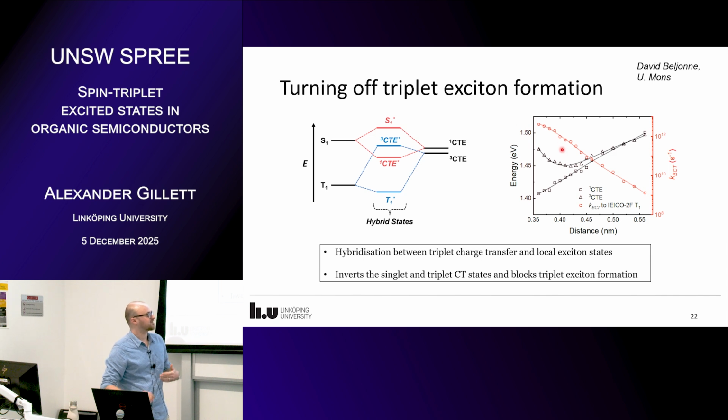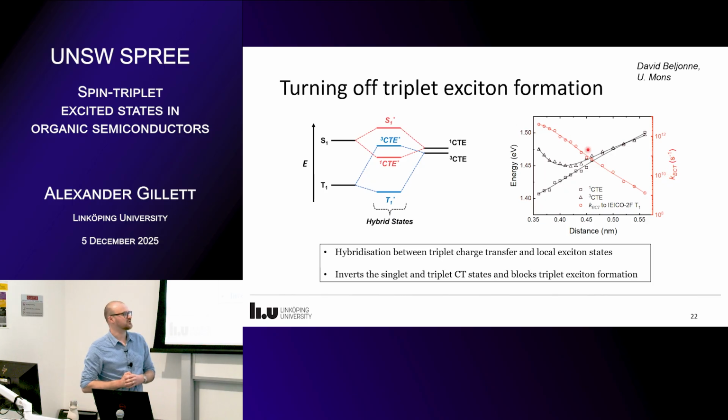As you'd expect, it has a roughly exponential dependence on distance due to wave function overlap of the initial and final states. And what we find is that as you go back from the interface, you can really decrease the rate of this back charge transfer step that takes the triplet CT state to the molecular triplet, by on the order of an order of magnitude, maybe even more.